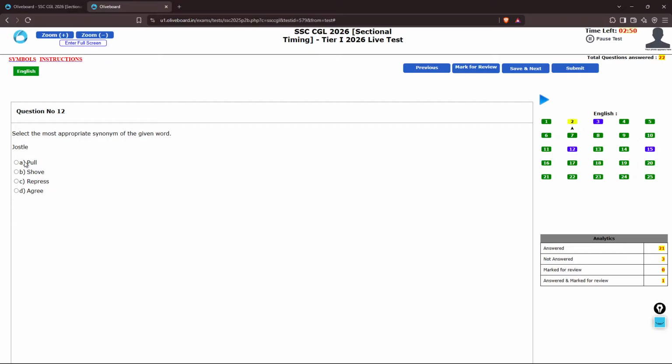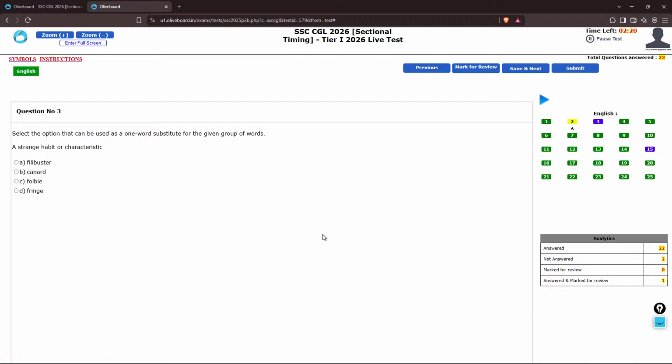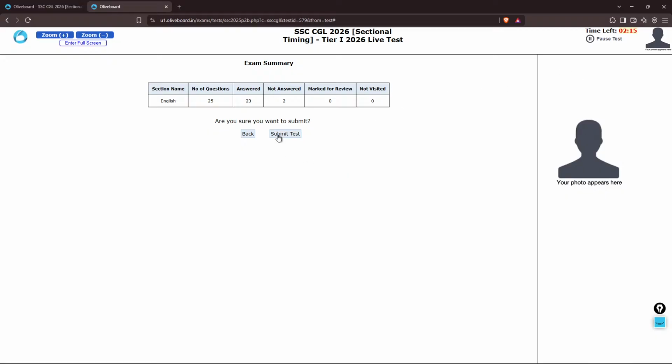Jostle. I will go with pull, push, something like that. Shove means to push, right? Okay, I will just go with pull. This 15th one is descry. Descry, crying, something negative, ignore, ascertain, disparage, palpable. Totally a wild guess. So let's go with this. Okay, I'll just submit it.